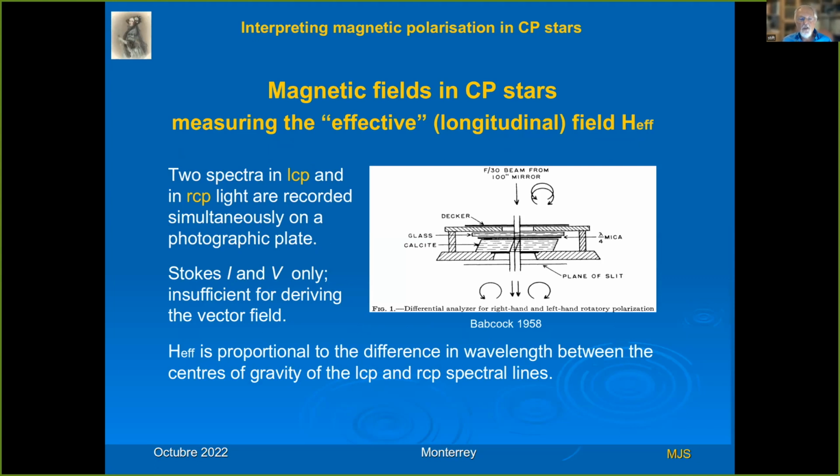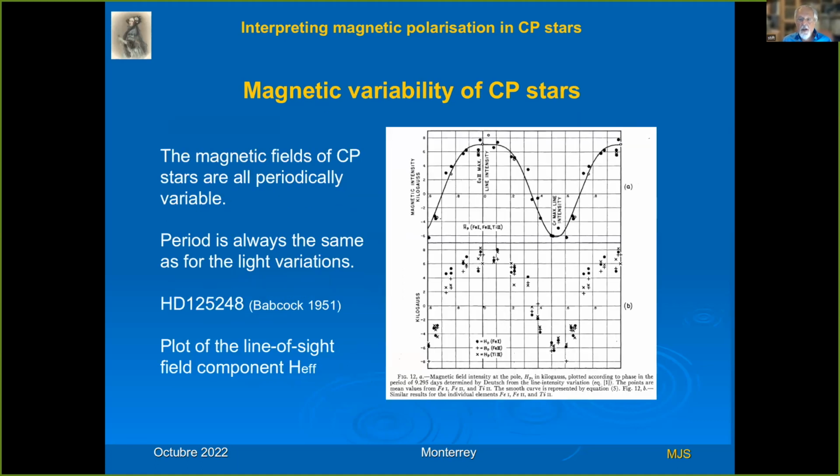Of course, this is not sufficient to derive the vector field, but it gives you the longitudinal field, which they called the effective field. To determine it, you have to measure the difference in wavelength between the centers of gravity of the spectral lines. The effect is very small for these stars. And with photographic plates, it has been quite a problem with all the noise in the spectra. But it's amazing what these people at that time could detect.